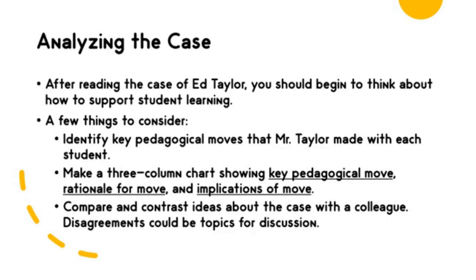Identifying the key pedagogical moves that Ed Taylor made to support his students. You could start by analyzing each student in the case and determine what he or she learned. For each student, Mr. Taylor used different methods to support their learning. Try to identify what he did and why he did it. The book recommends making a 3-column chart showing each key pedagogical move, the rationale for the move, and implications of the move. If you're reading with a colleague, compare and contrast ideas that you have about the case. After discussing, make a master chart on points you agree or disagree with. Any disagreements can be topics for discussion or debate.